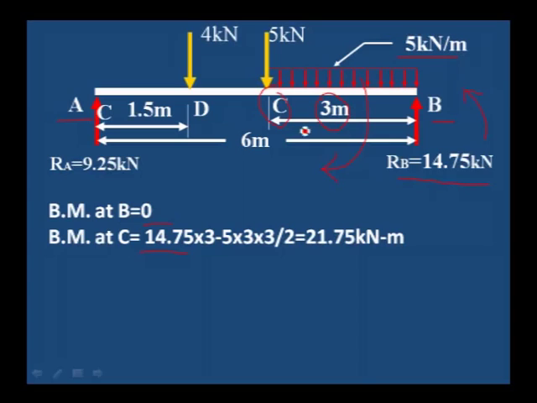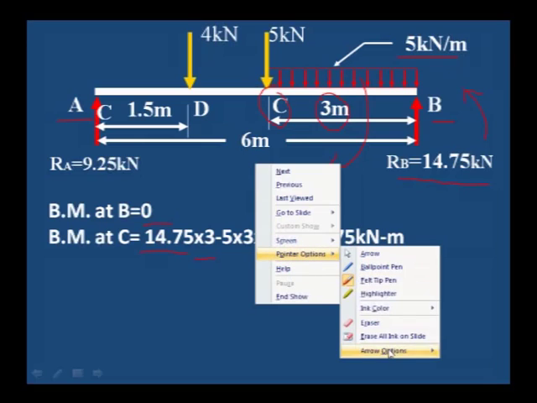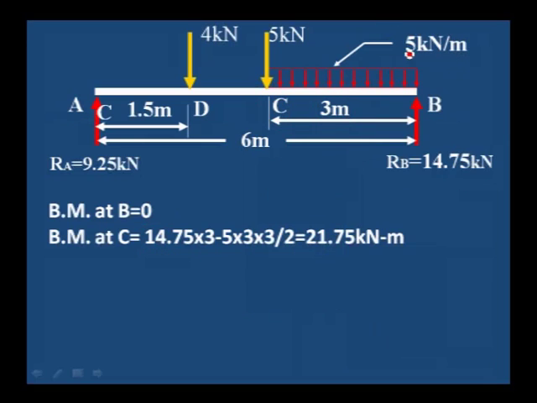14.75 is the RB value, into distance from C to B, which is 3 meter. 14.75 into 3, which is the anti-clockwise moment, and then 5 into 3 is the load, 15 kilonewton, and the distance of this load from C is the center of this load, 1.5, 3 divided by 2. 5 into 3 into 3 by 2 is the moment due to the uniformly distributed load. Therefore, total moment at C is 21.75 kilonewton meter.